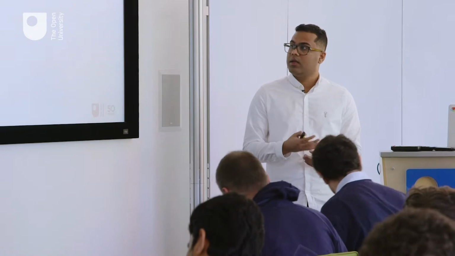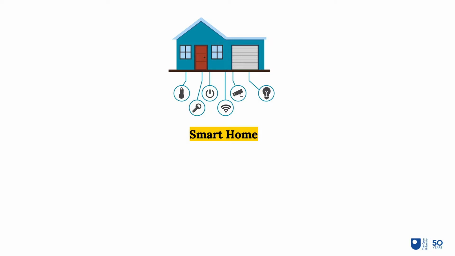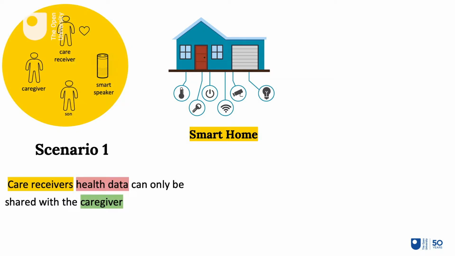So it's important that the smart home is able to preserve your privacy whenever you live and do your daily activities in the smart home. This is the first scenario. There are three people. Let's focus on two people at the beginning. There's a care receiver and a caregiver.